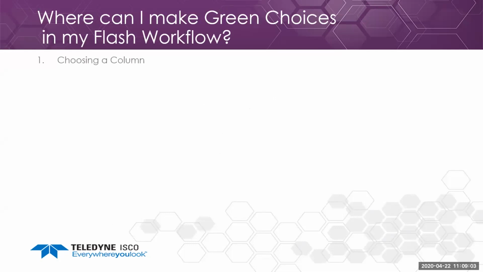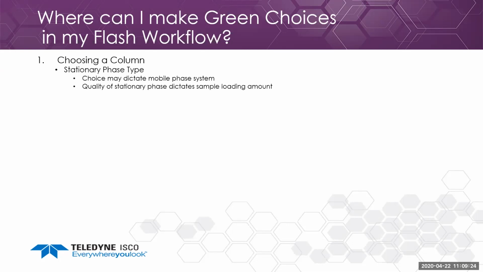So if we look at our flash purification workflow, what steps can we make green choices, and what should we be considering? So really the first choice in a flash purification is you're choosing a column. Are you using a silica column? Are you using a smaller particle silica? And that kind of dictates what kind of mobile phase system you're in.